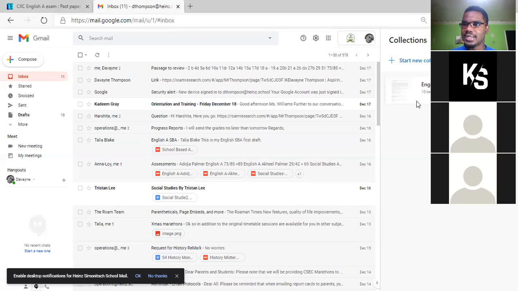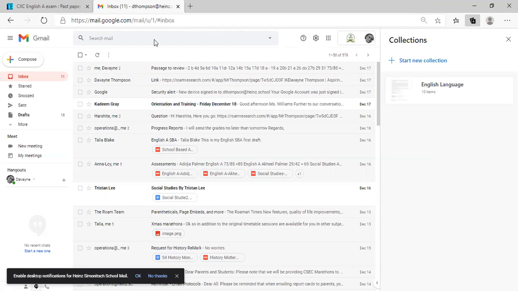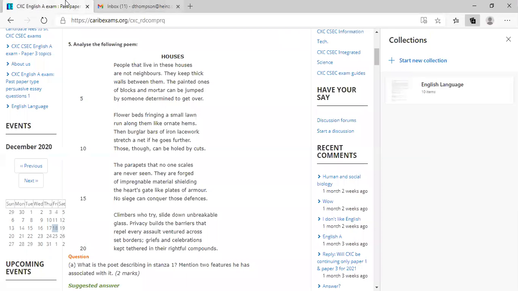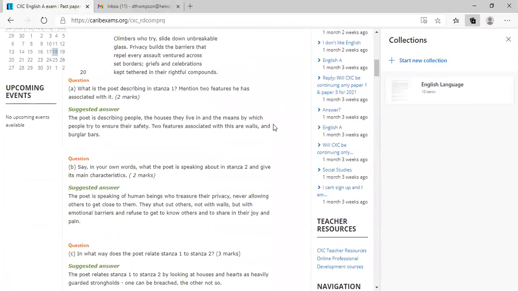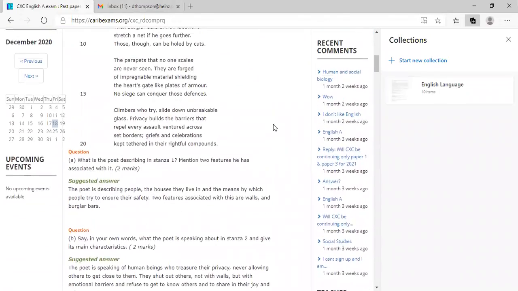So what we're going to be going through is, as I said, a little more focus on past paper questions. I'm just going to screen share. Here we go. What I have prepared is something called a collection. That term might be new to you, but basically a collection is, for example, a set of valuable websites applicable to English. I have 10 websites in the collection, and the first website is focusing on answering poems.